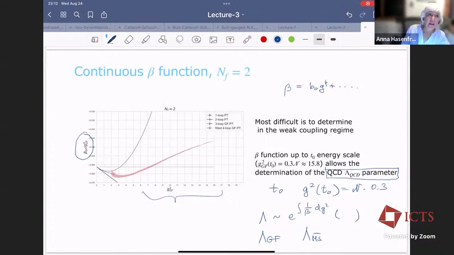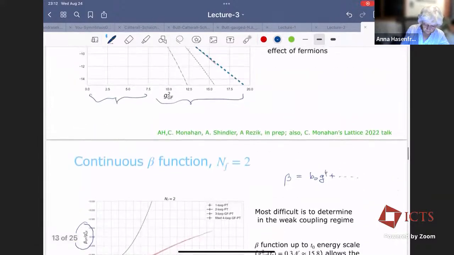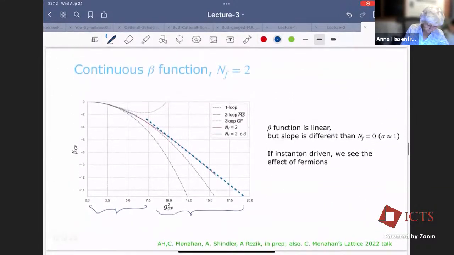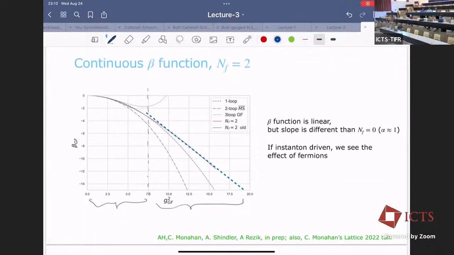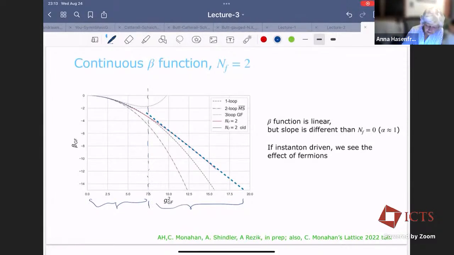So why can we get away with just calculating the beta function? Why don't we have to stop right in here? Yes. So one thing is that actually we have to do.